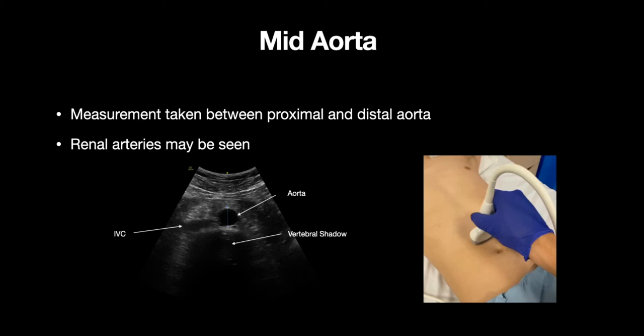Now, the renal arteries may be seen somewhere around here. We've alluded to it earlier. Is this important for PoCUS? Well, not particularly.